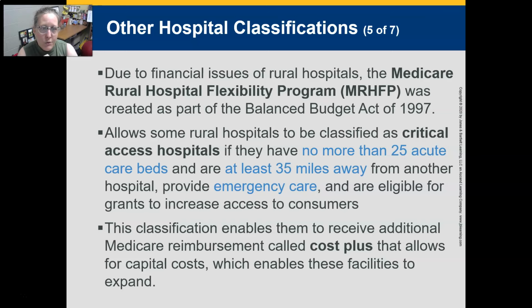Due to financial issues of rural hospitals, the Medicare Rural Hospital Flexibility Program was created as part of the Balanced Budget Act of 1997. This allows some rural hospitals to be classified as a critical access hospital. His hospital went through the process of being classified as a critical access hospital. They have to have no more than 25 acute care beds. They have to be at least 35 miles away from another hospital, and they also have to provide emergency care. So his hospital meets all of these requirements.